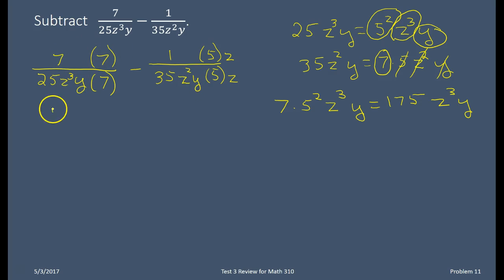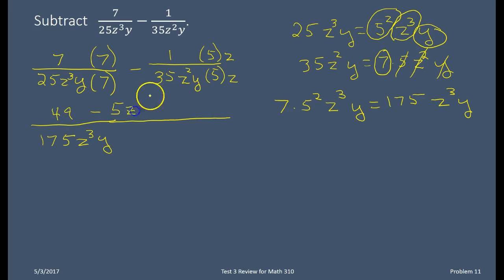Now 7 times 7 is 49. 7 times 25, well, we already know we're going to have 175 z cubed y. That was our whole goal, and I'm not going to write it twice. I'm going to go ahead and combine the numerators. 1 times 5 is 5z. So we have 49 minus 5z over 175 z cubed y. We cannot cancel z's because there's no z by the 49. And we can't pull out anything because there's not a common factor between the 49 and the 5z. So this is our final solution.